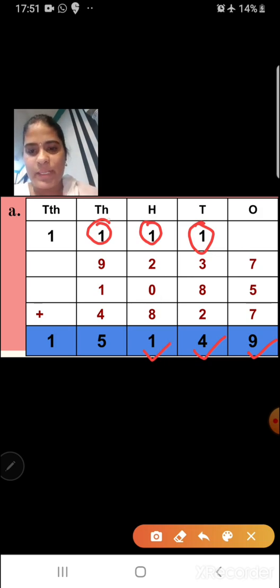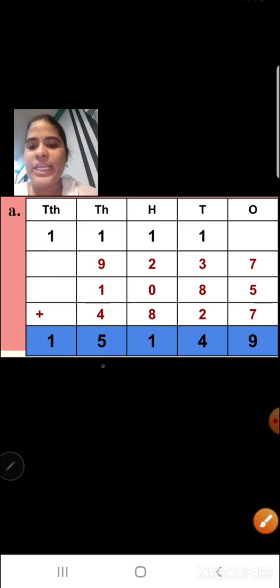Children, in thousands place, we have 1 plus 9 plus 1 plus 4, which is equal to 15. Children, 15, it is a 2-digit number. So 1 it will carry over in the 10,000s place and 5 we have to write in thousands place. You can see here in 10,000s place we have only 1 as carry over. There are no other numbers here. So we have to write 1 directly in 10,000s place. Children, our final answer is 15,149.